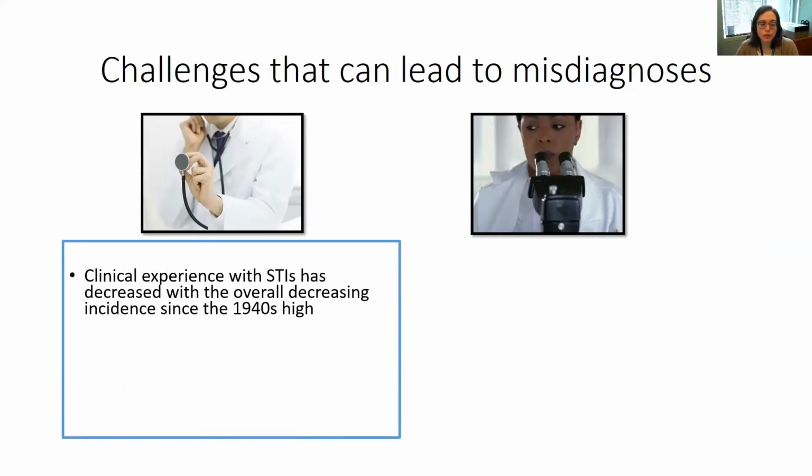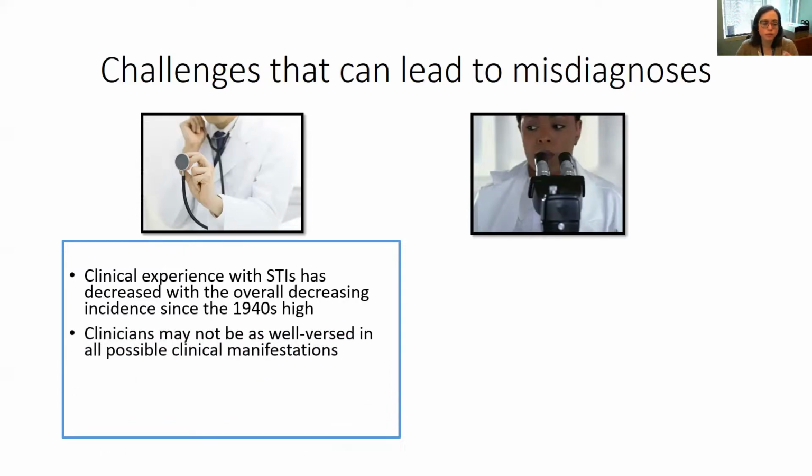The clinical experience with STIs, as we saw from a couple of the first slides, has significantly decreased, with the overall decreasing incidence since the 1940s. As a result, clinicians may not be as well versed in all possible clinical manifestations, which can sometimes be very subtle. The presentation can be highly variable, and patients can indeed be completely asymptomatic.